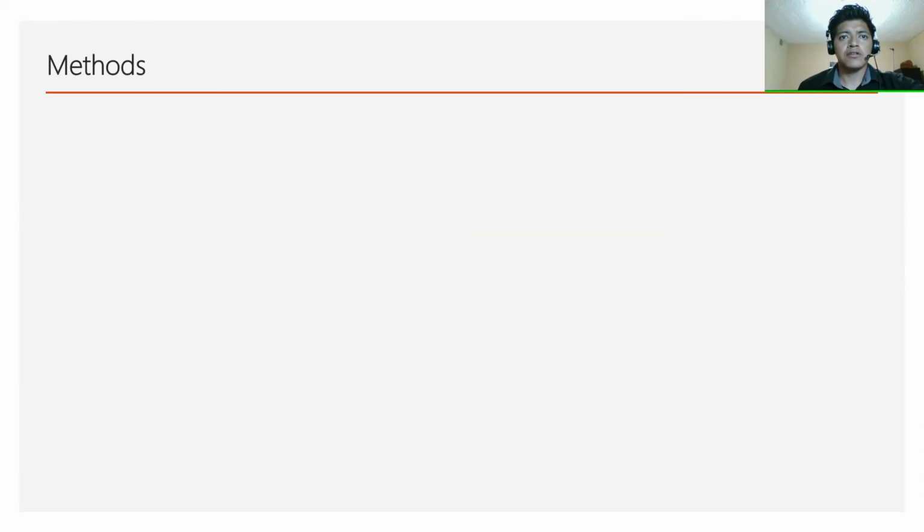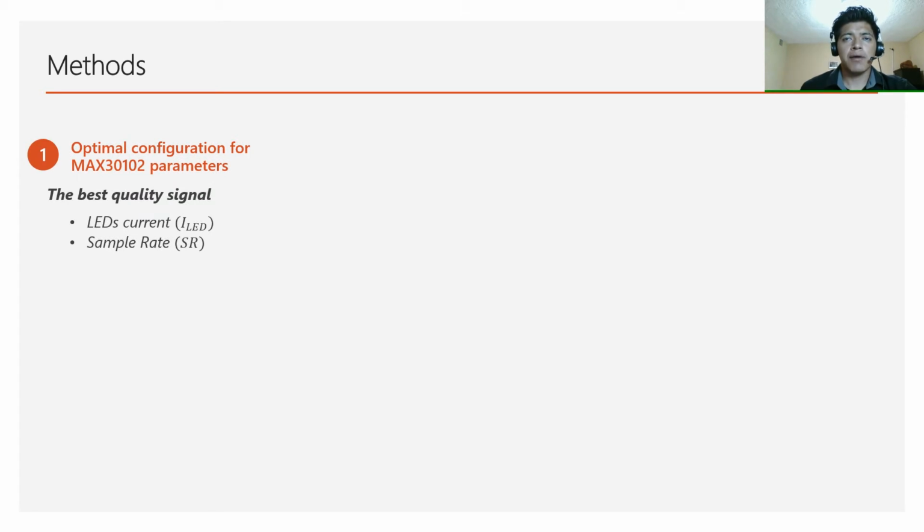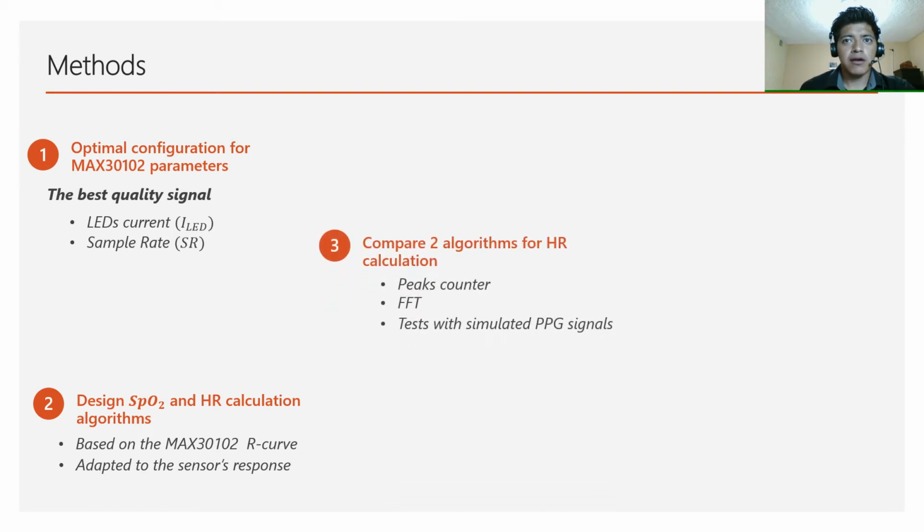Regarding the methodology, we first determine an optimal configuration for the sensor parameters of LED current and sample rate to get the best quality signals. Then we design SpO2 and heart rate calculation algorithms adapted to these signals and compare the performance of two heart rate calculation algorithms, one based on a peak counter and the other on the fast Fourier transform.